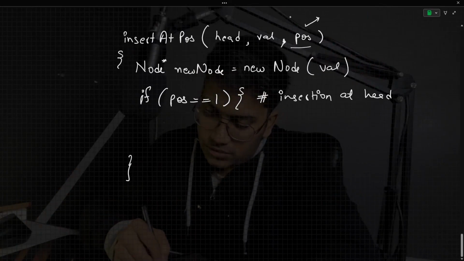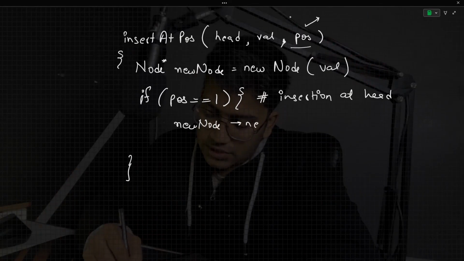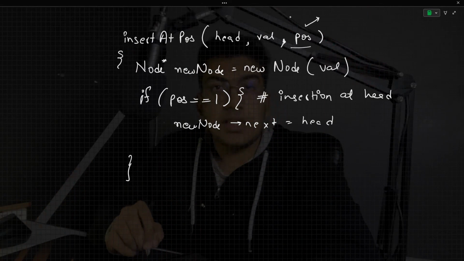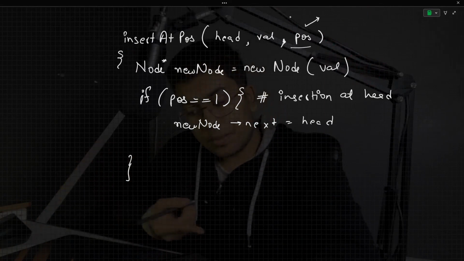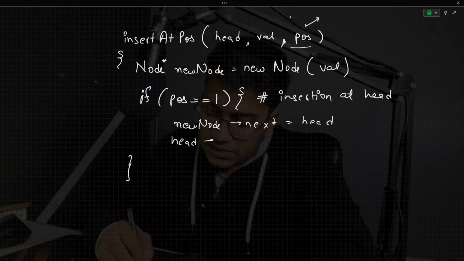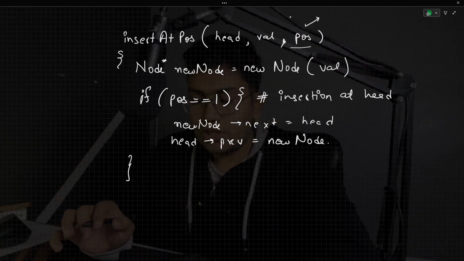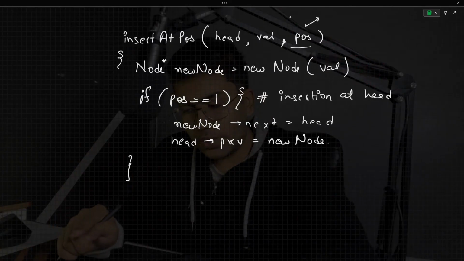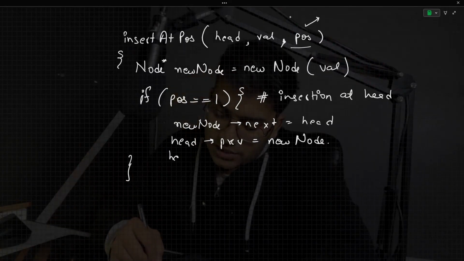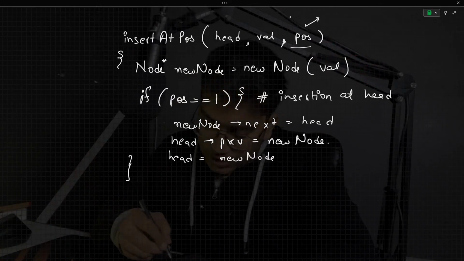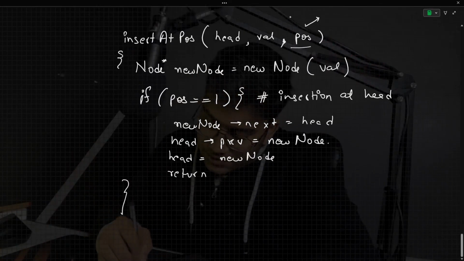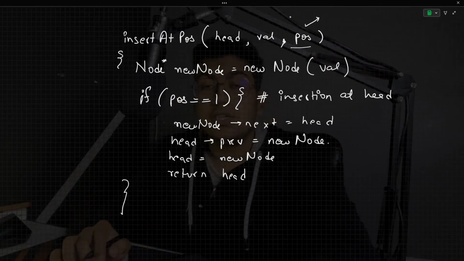So what I'll do is I'll say that new node's next is this head, and then I have to reassign the link from head back to new node. Head's previous is equal to this new node. So I have the initial two links, new node to head, head to new node, and then I can just reassign the head to this new node. Then I just return the head, and we're done with inserting at head.